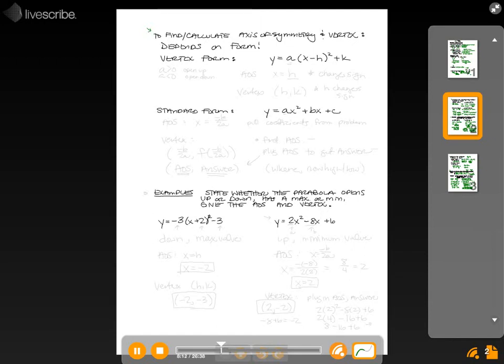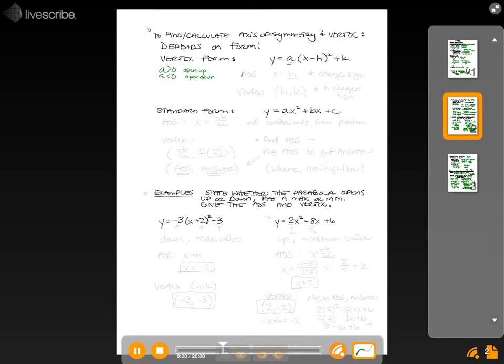Alright, so let's review real quick. Remember, if a is greater than 0, it opens up. If a is less than 0, it opens down. And that's that first term right here, and it should be a number. If it's not there, it's understood to be a 1. So again, that's how you tell if it opens up or down.